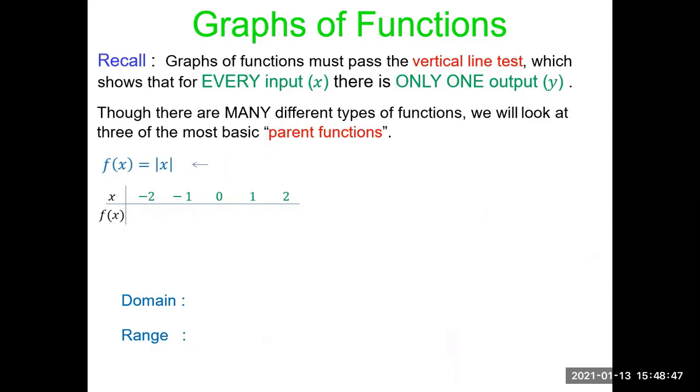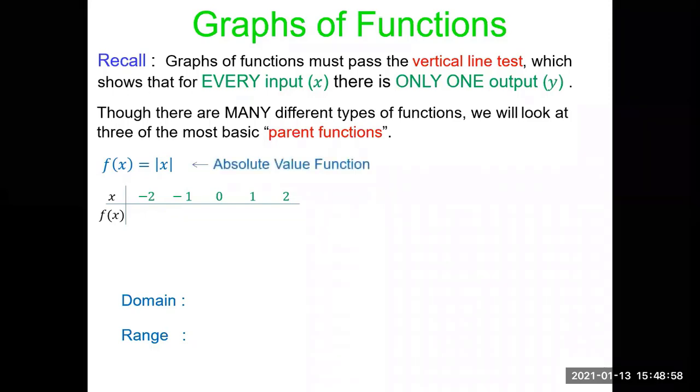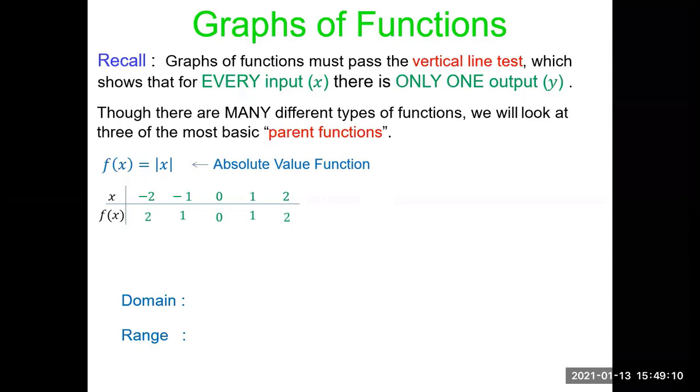Let's take a look at the last type of parent function for this activity, and that's going to be the absolute value of x function. If I take an absolute value of a number, that just means the distance that that quantity is from 0. Well, 0 has an absolute value of 0. 1 is 1 unit away from 0, and -1 is also 1 unit away from 0. And finally, 2 and -2 are both 2 units away from 0.